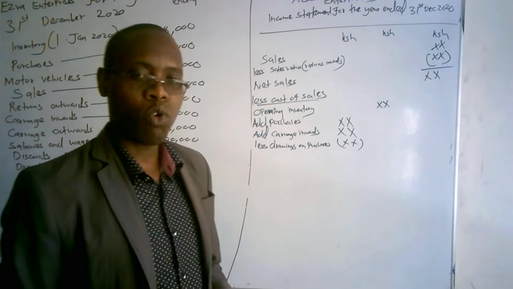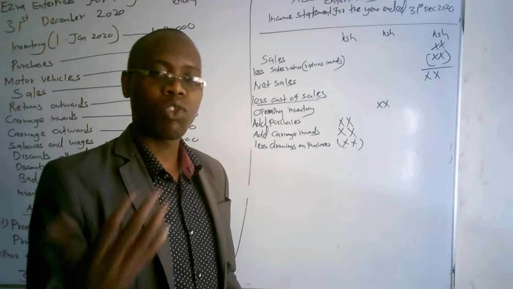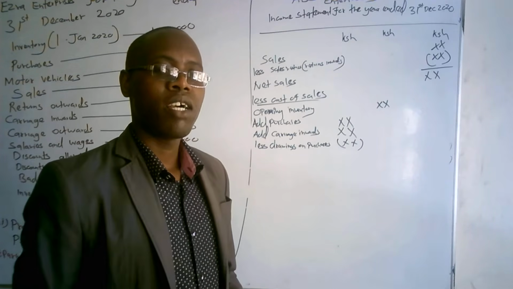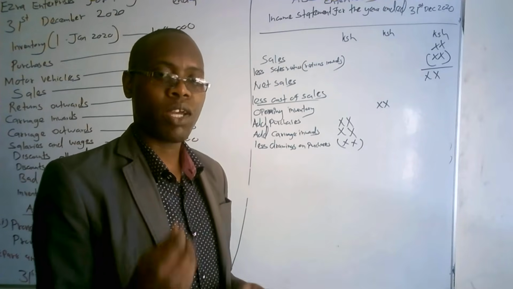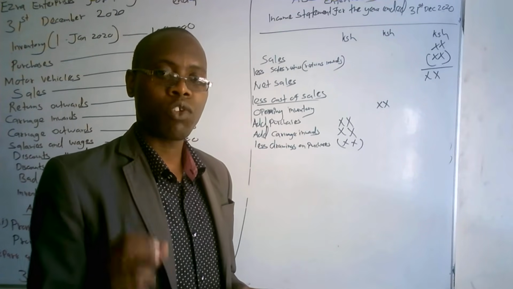So that's what you call drawings. You decide to consume what you are actually going to sell. So that one is not going to be part of the purchases, so you are going to subtract it. Those kind of particular drawings on purchases.